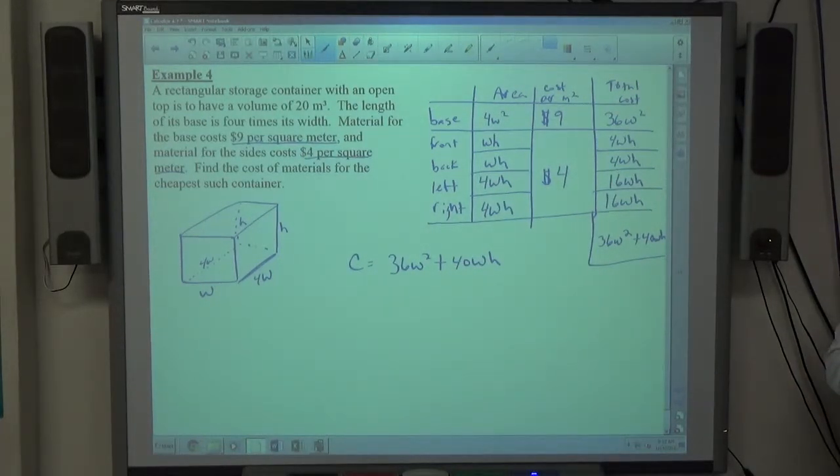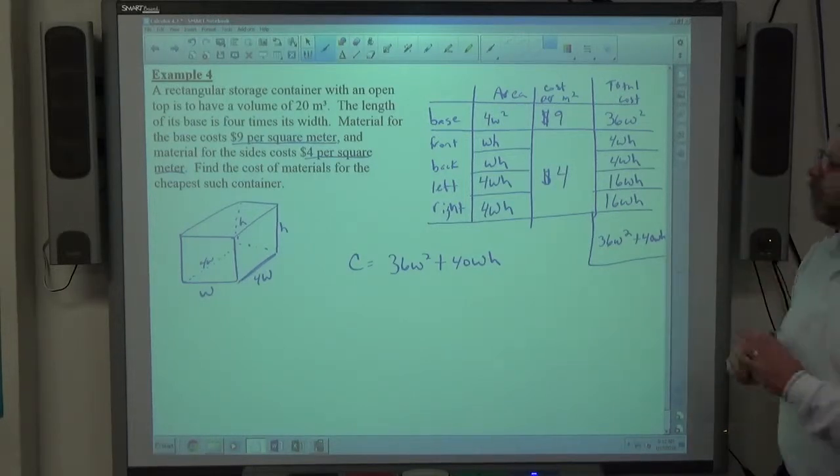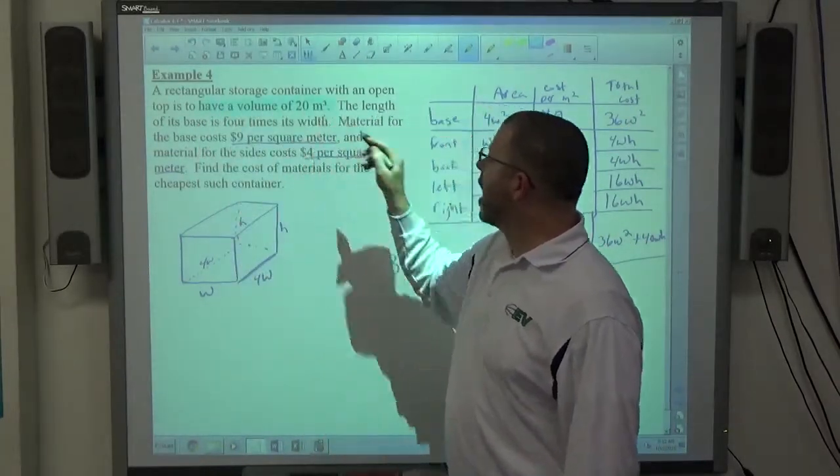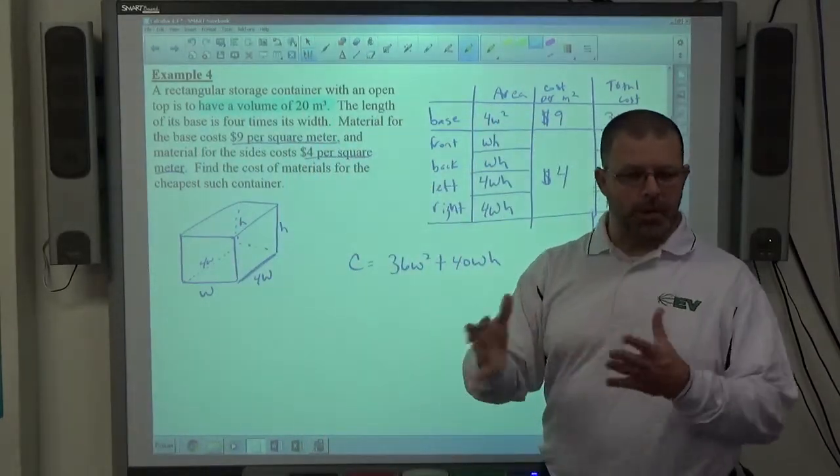Is it the cost function we want to use? What's wrong with it? Too many variables. I've got W squared, W, and H. So now I'm going to take a look, and it says it has a volume of 20 cubic meters. I'm going to use that to my advantage to get one variable in terms of the other.